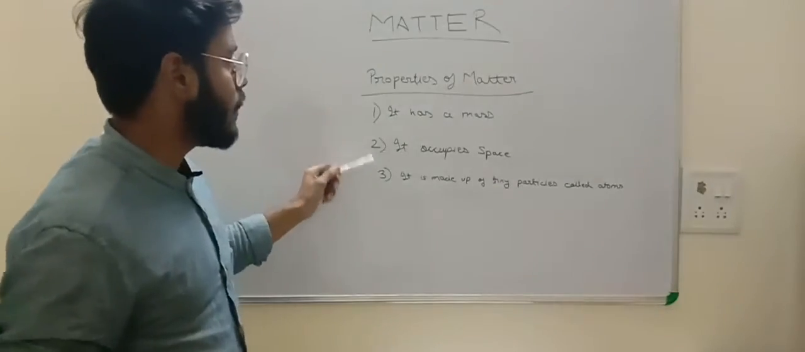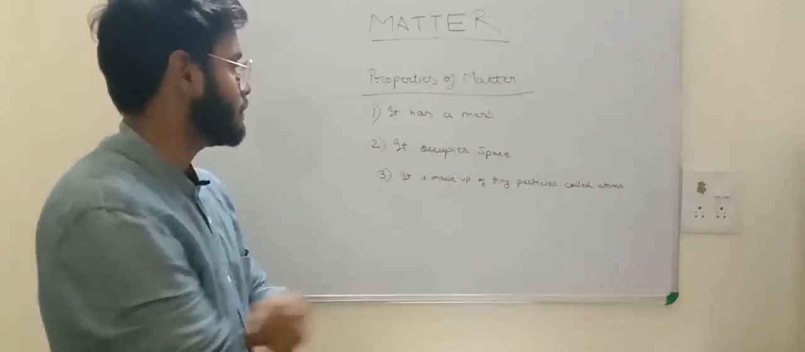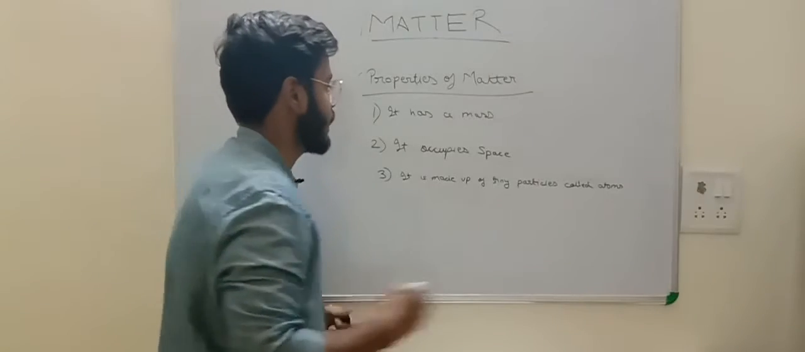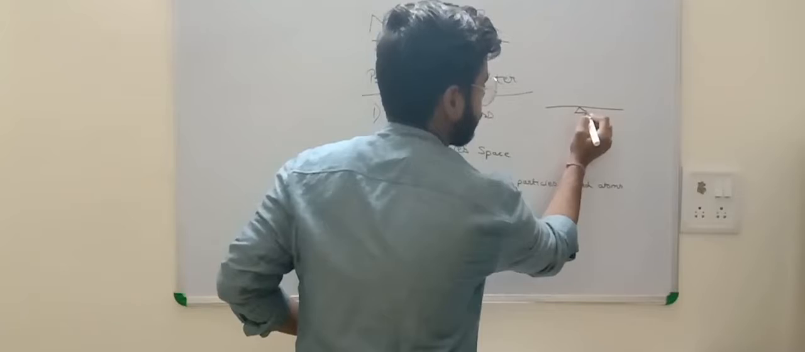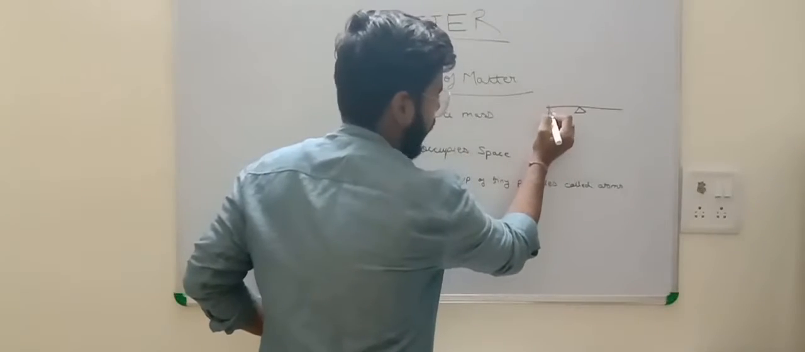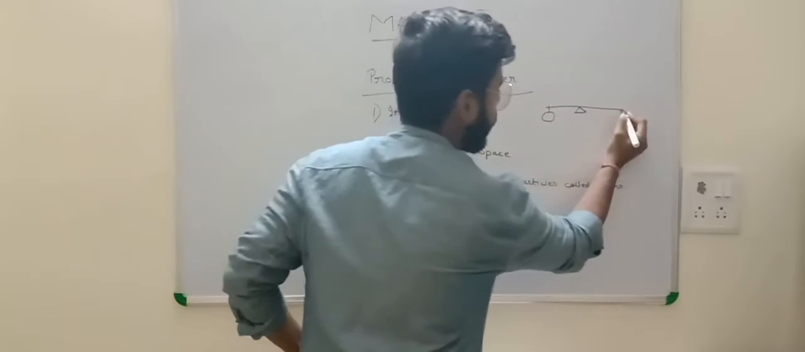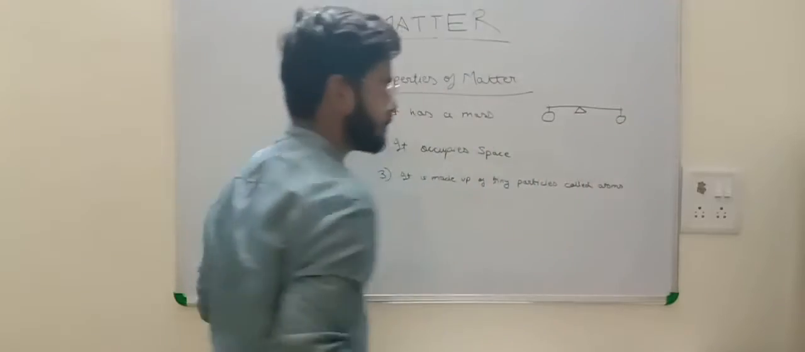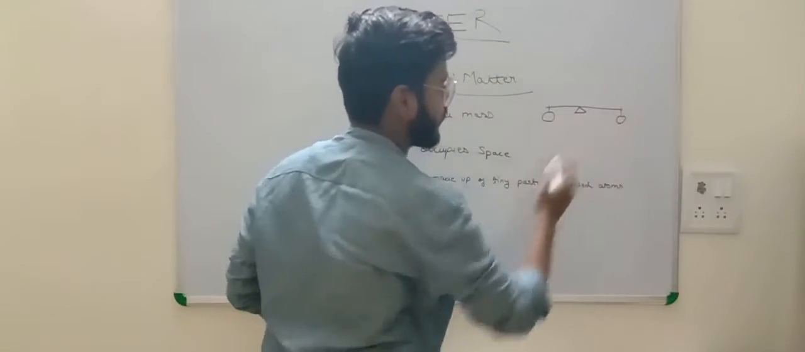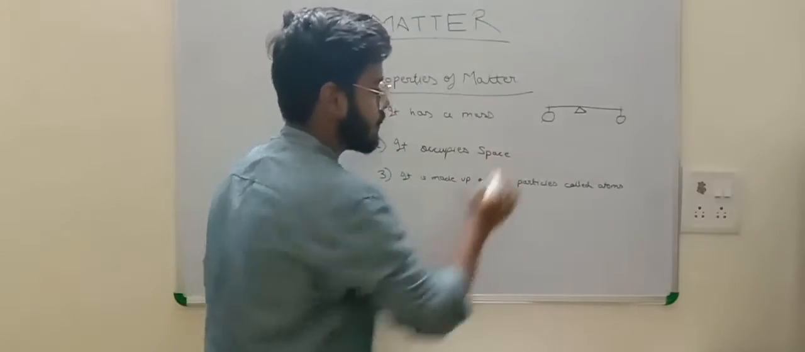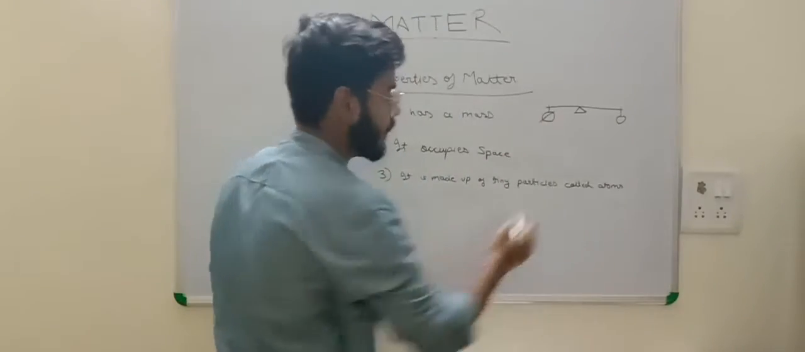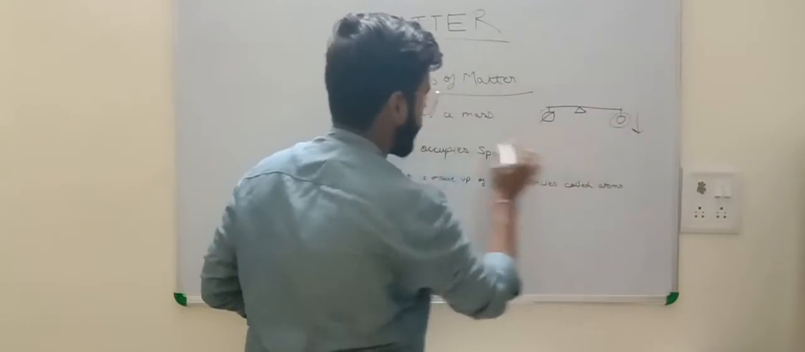Now you can prove all these properties by using some method. Balance a meter scale on a knife edge. Now tie a balloon on both sides. It will be in the balance condition, equilibrium. Now inflate a balloon on one side. What you will see, it will drop down. It means balloons have a mass.